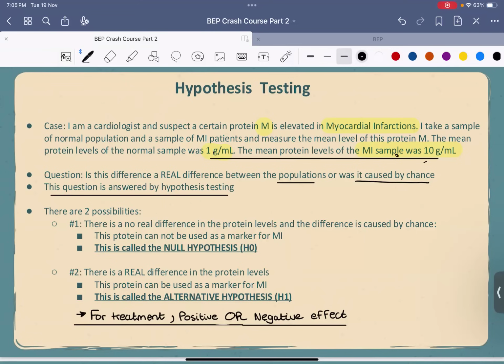Okay, so now we're accepting the null hypothesis. We're saying that the null hypothesis is true. What is the null hypothesis? That there is no real difference in the protein levels, and the difference is caused by chance. The second possibility is that there is a real difference in protein levels, and this protein can be used as a marker for MI, and this is called the alternative hypothesis. Null hypothesis, from now on, I'm going to refer to it as H0 in the slides, and alternative hypothesis, I'm going to refer to it as H1. Okay, so H0 is null, H1 is alternative.